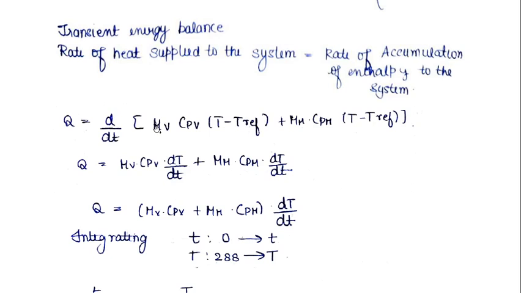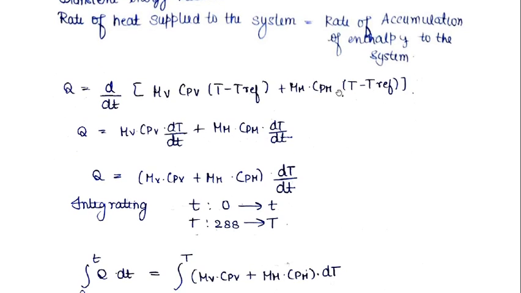Now enthalpy, how do we write? mcp delta T. But remember, the heat is being given to the vessel first, then it is being transferred to the liquid. So you need to consider the vessel as well as the liquid. In both cases it is mcp delta T. I'll write it for the vessel first and the medium next: mv cpv (T minus Tref) plus mm cpm (T minus Tref).